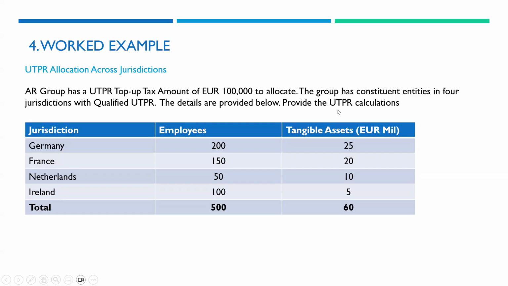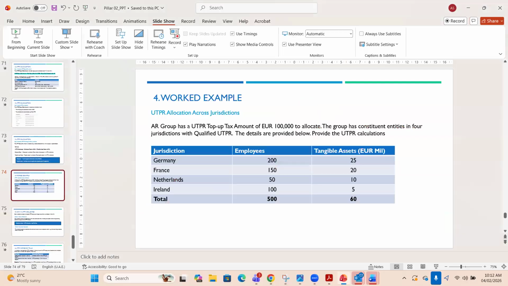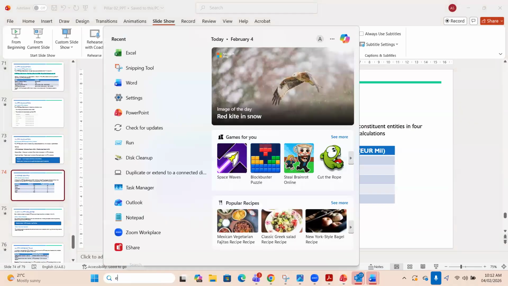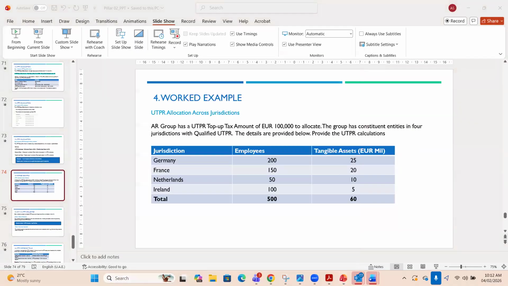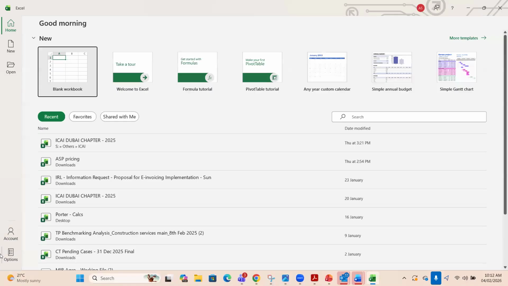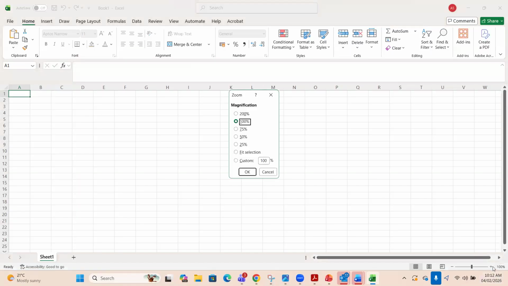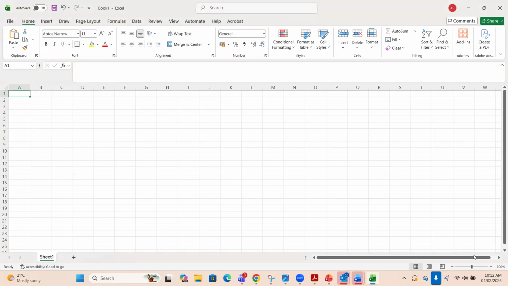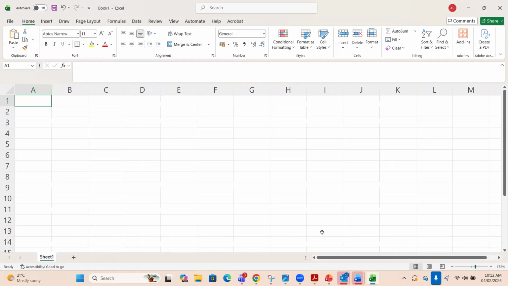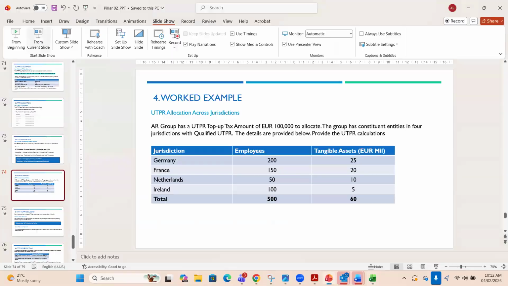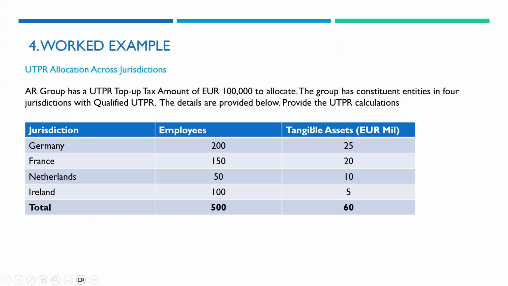Please provide the UTPR calculation. So how will you do? What would be the step one? So let's take an Excel sheet. Okay. So first, what is the first step?